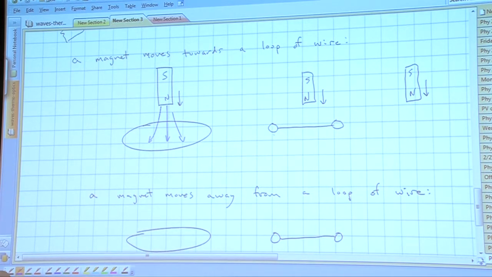So that means that the current has to get set up to create its own magnetic flux up to counteract that change. The magnetic flux is down and increasing, so it creates its own magnetic flux that's up to counteract the change from the magnet.